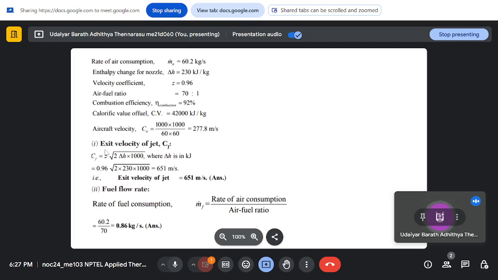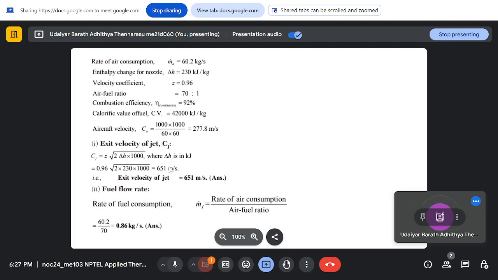Multiplying the velocity coefficient into root of 2 delta h, where delta h across the nozzle is given as 230 kilojoule per kg. Substituting that, Z is 0.96 into root of 2 into 230 into 1000. This comes out to be 651 meters per second. So my exit velocity of the jet is 651 meters per second.